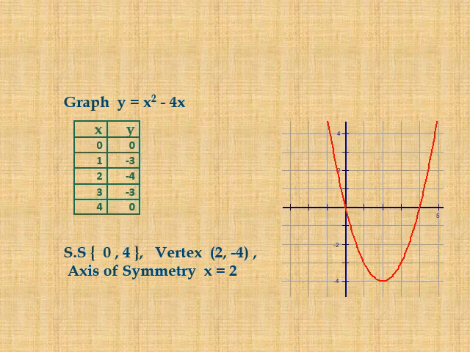Let's graph the parabola here. Then find the intersection points of the parabola and the x-axis. The first point is 0 and the second point is 4, so the solution set equals {0, 4}.